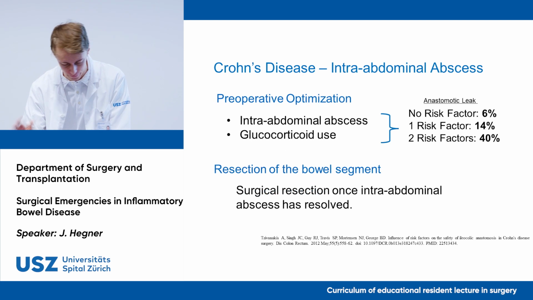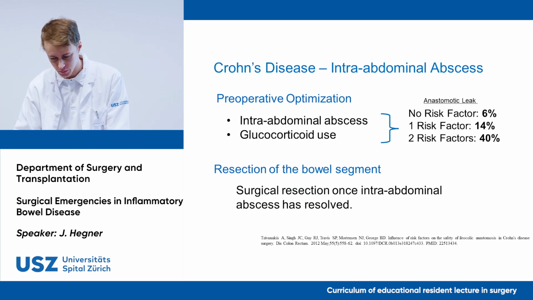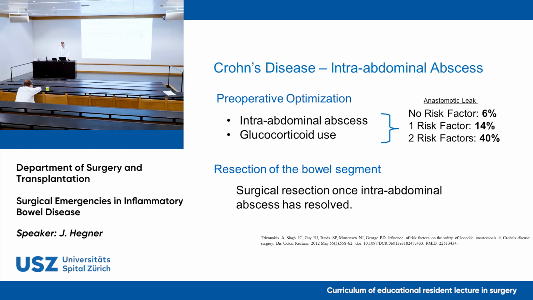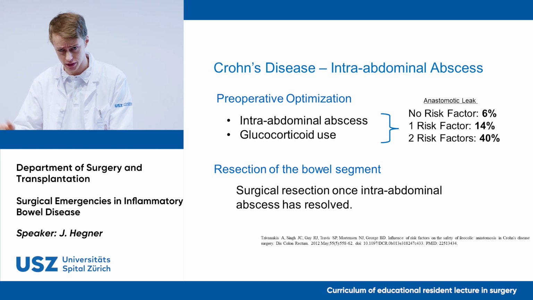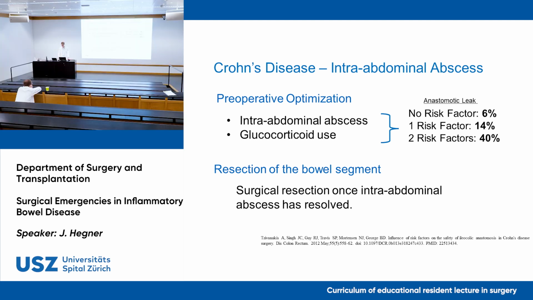It is important to consider percutaneous drainage, because if you want to resect the affected bowel segment, you will improve the post-operative rate of complications. So you're going to reduce that. If you have an intra-abdominal abscess, or if the patient is taking any steroids at the time of surgery, you will have an increased risk of having an anastomotic insufficiency. And your risk will be increased by 2.5 times. And if you have both of these risk factors present, it'll be increased by a factor of 6.